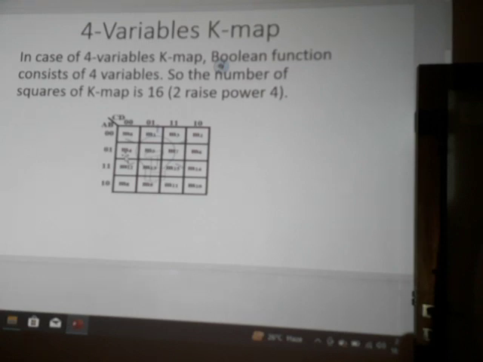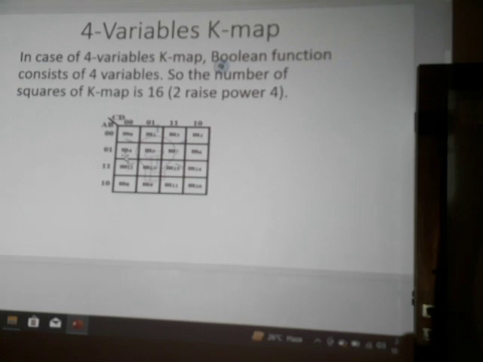These squares are labeled by 00, 01, 11, 10 along the horizontal direction, and along the vertical direction we have again 00, 01, 11, 10. In the horizontal direction we take the variables CD, and along the vertical direction we have taken the variables AB. Now the different minterms are in the different squares.